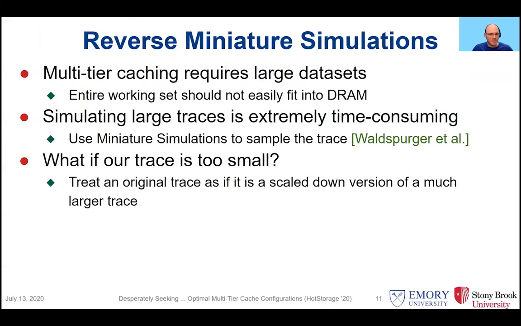But what if we have the opposite problem, where our trace only accesses a small amount of data? Our solution is to apply miniature simulations in reverse, by treating the trace as if it's a scaled-down version of a much larger trace. We confirm the soundness of this technique using synthetic traces, as well as with Dr. Waldspurger. Accuracy on real-world traces will vary, but it's still a useful tool for what-if analysis and modeling multi-tier systems.